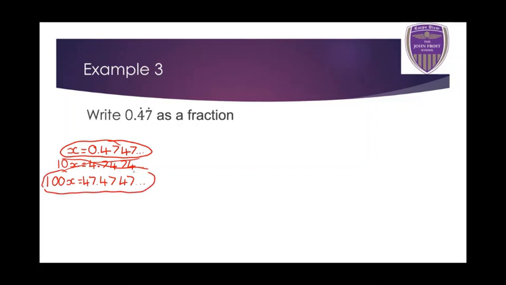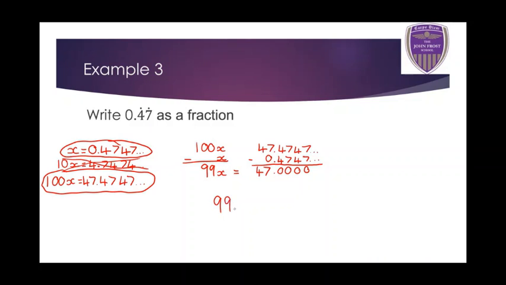So just remind yourselves, if there's two recurring decimals, you might not be able to use 10x, you have to use 100x instead, okay? So once again, 100x take away x is 99x. The value for 100x was 47.4747, and we were going to take away x, which was 0.4747, which leaves us with zeros after the decimal point, and then 47 take away nothing is 47. That leaves us with 99x is equal to 47.